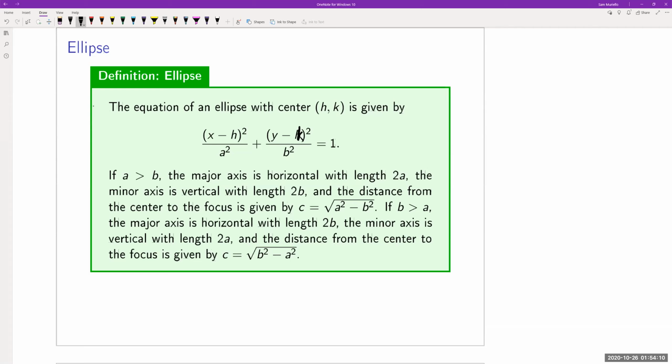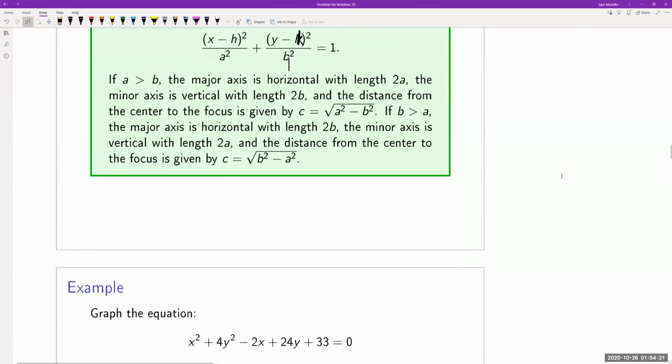And the distance will be the square root of a squared minus b squared. If instead b is the larger number, then everything is reversed. The foci are vertically placed. The ellipse has major axis length 2b, and the focal length is given by the square root of b squared minus a squared. Let's go through a couple examples here.